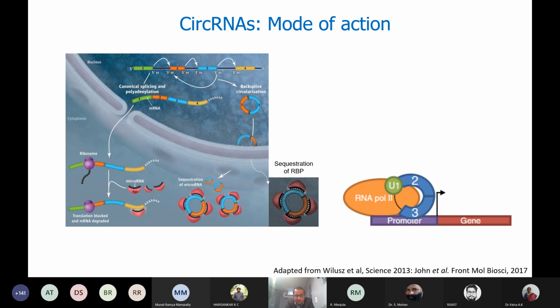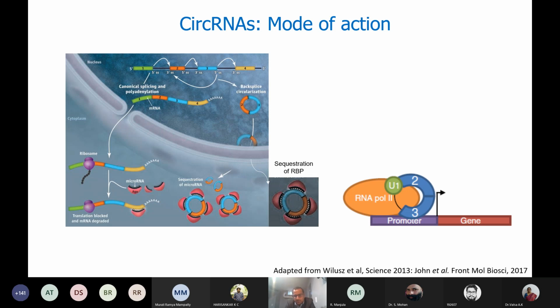So imagine a sponge, and you have water, so this sponge will suck up all the water. Just like that, circular RNAs have binding sites for microRNAs and RNA binding proteins. So they can be used as molecular sponges. They can tightly bind to them and hold them back.